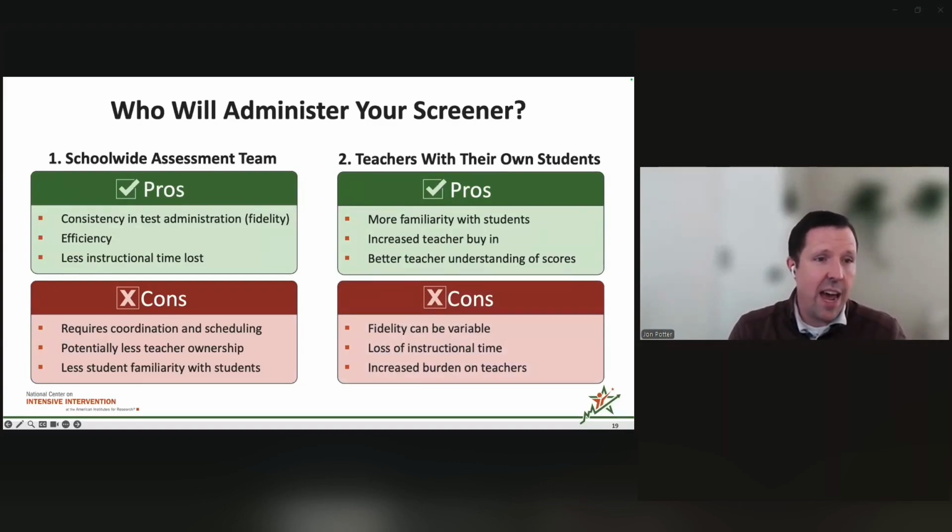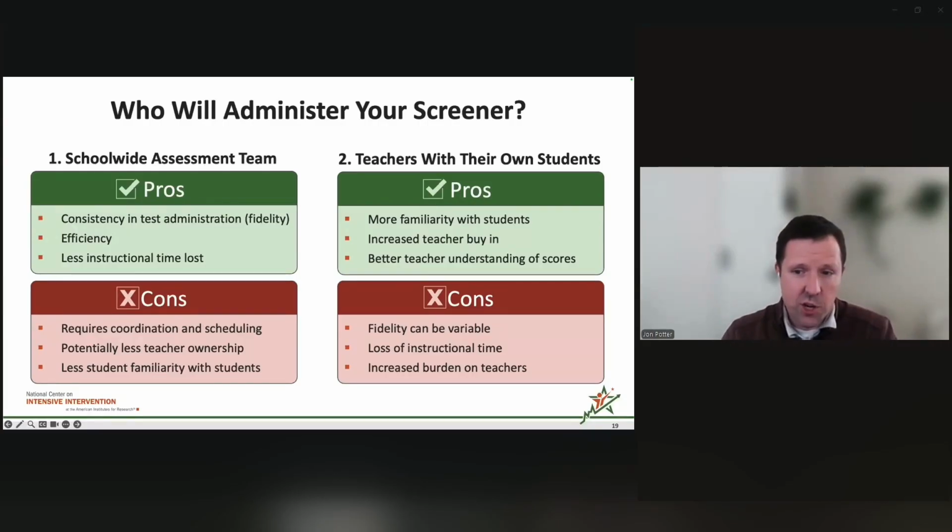And so think about if I have to train and have 5 to 10 testers give that assessment, I can get that fidelity a little bit tighter because I don't have as many people doing it. But if I've got like 10 to 20 teachers doing it with their own kids, then it gets to be a little bit more of a challenge in making sure everyone's on the same page and having consistency in how teachers are administering it. So something that we want to think about.